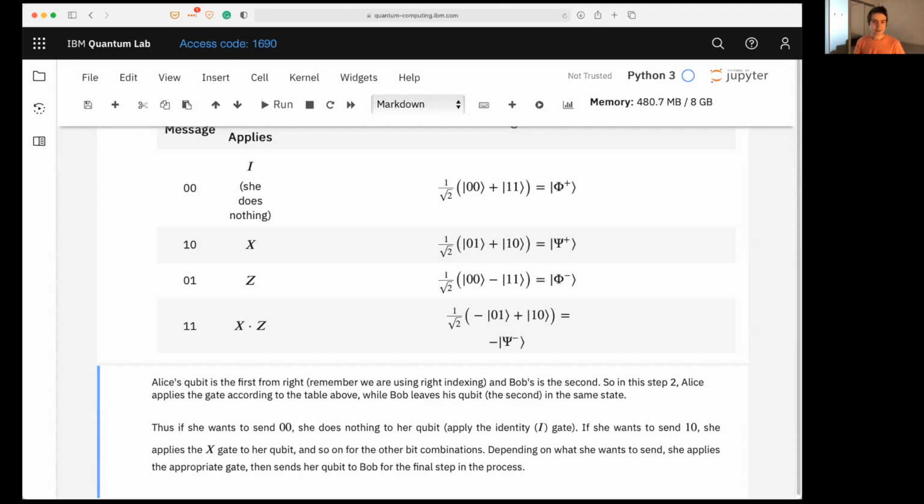So you're right that if Alice measured her qubit, that would break everything, right? Our entanglement would be gone, the superpositions would collapse, the algorithm wouldn't work anymore. So you don't measure anything until the very end. Bob is the only one who measures.